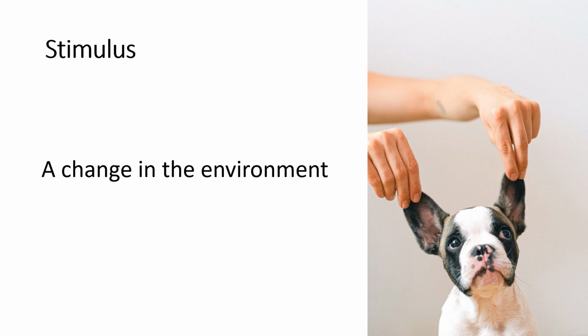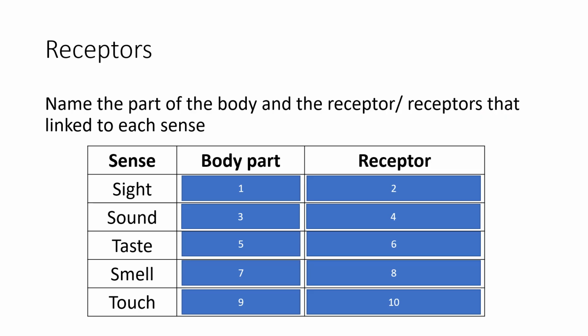So you need to start memorizing these definitions. A stimulus is a change in the environment. And we've talked about receptors picking up the change. There are 5 main senses. Your 5 senses are sight, sound, taste, smell, and touch.